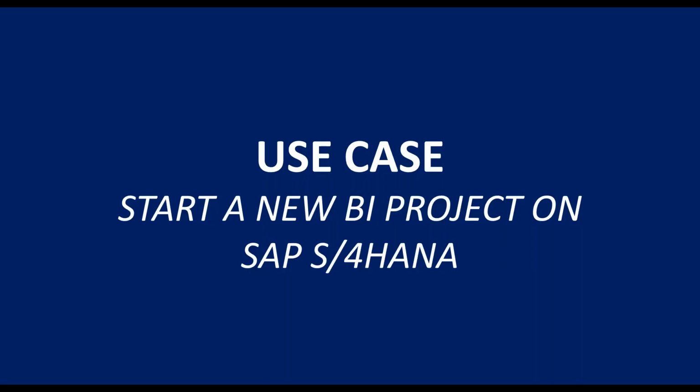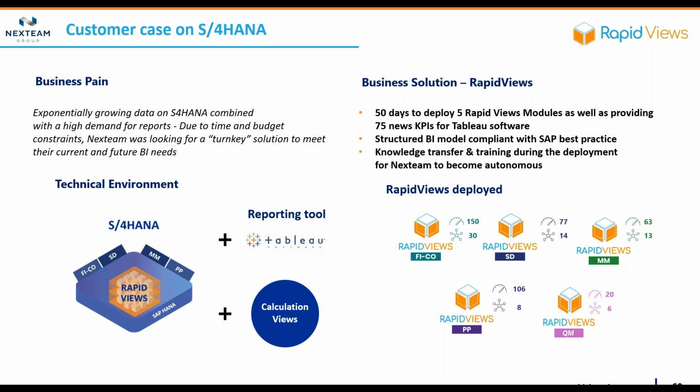Third use case, a customer that just finished installing S4 HANA, and after that they wanted to be able to pilot their activities and build any new reports. In this case, this customer is using Tableau software, and they had about 75 KPIs. They have a list of KPIs that they really wanted to see within their report. So in about 50 days, we were able to implement FICO, SD, MM, PP, and QM modules, and to rebuild and modify all these KPIs, and to provide all the reports through, in this case, Tableau software.